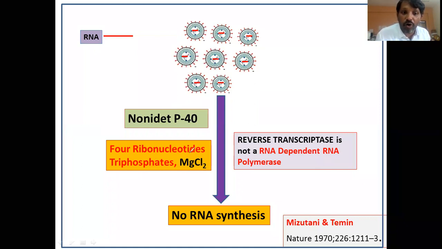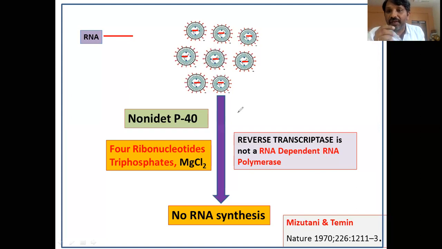And they added four ribonucleotide triphosphates and MgCl2. They incubated the virions in the RNA polymerase assay condition for an hour or so, and later wanted to check the incorporation of radioactivity in the virions. If the enzyme has RNA dependent RNA polymerase activity, then what will happen? One of the nucleotides is radiolabeled, that's thymidine.